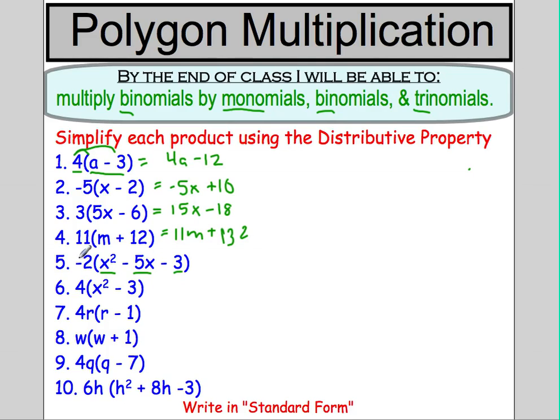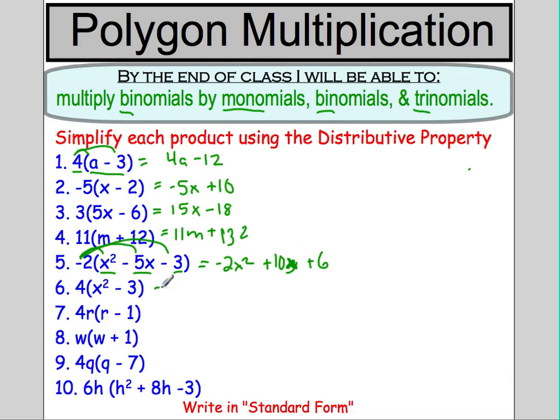This next one we're going to actually distribute over all three pieces here. So we'll say negative 2 times x squared is negative 2x squared. Negative 2 times negative 5x is positive 10x. Notice I can't combine these two because this is an x squared term. I'm sorry, this is an x term. So an x squared term and an x term, they're different. This is negative 2 times negative 3, which is a positive 6. I'm not sure what happened down here. This is just negative 10x.